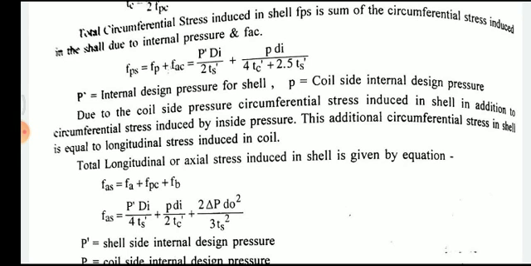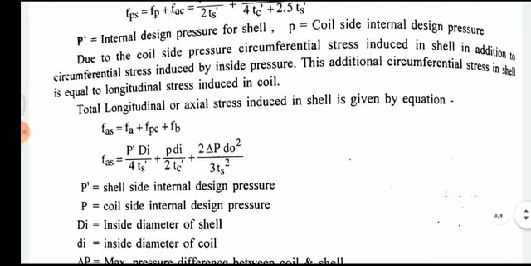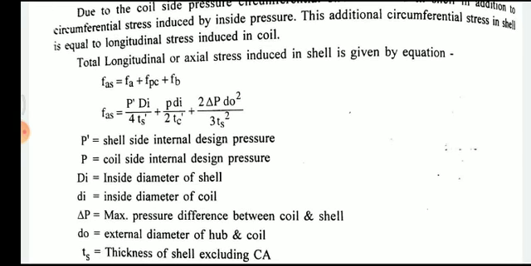Now, due to the coil side pressure, circumferential stress is induced in the shell in addition to the circumferential stress induced by the inside pressure. This additional circumferential stress in the shell is equal to the longitudinal stress induced in the coil. Total longitudinal or axial stress induced in shell is given by the equation FAS is equal to FA plus FPC plus FB.